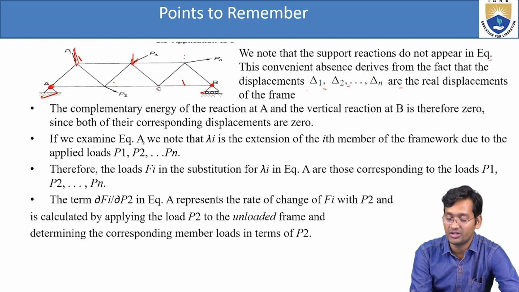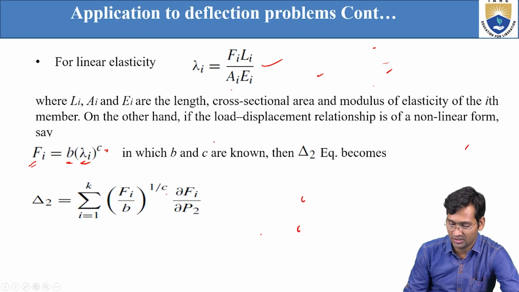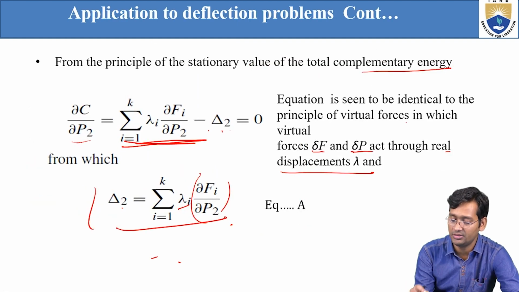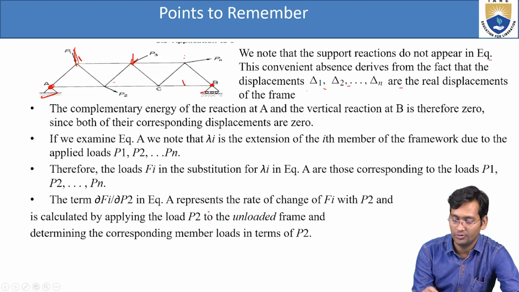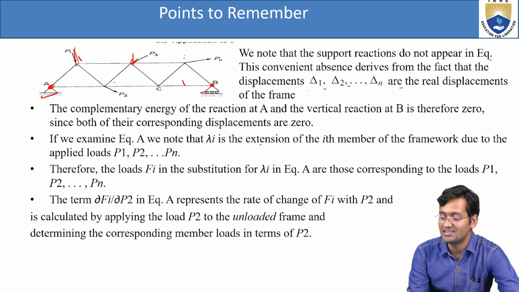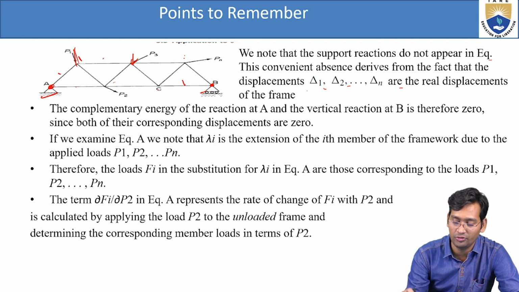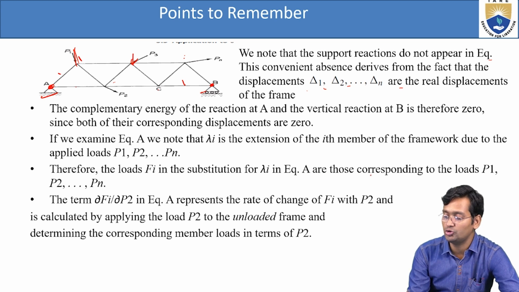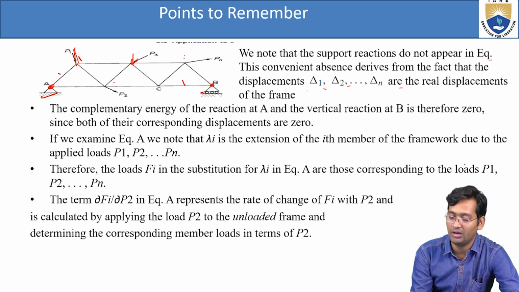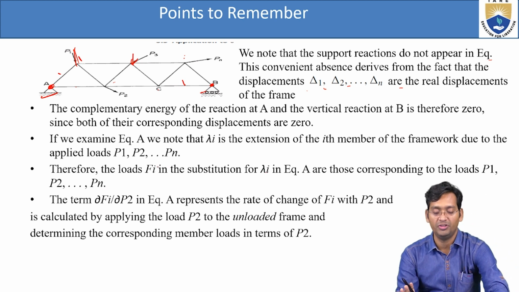If we examine equation A, we note that lambda i, just we are seeing that equation A here, right? Lambda i into dou Fi by dou P2. In equation A, we note that lambda is the extension of the ith member. So for first member, lambda 1, lambda 2, lambda 3, and so on, are those corresponding to the loads P1, P2, Pn. So lambda 1 for P1, lambda 2 for P2, lambda 3 for P3, and so on.